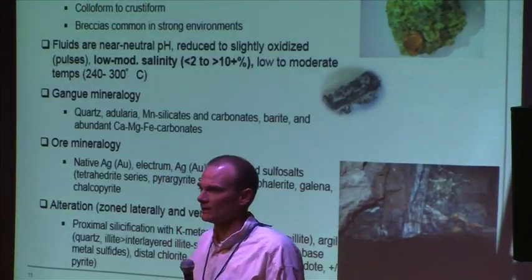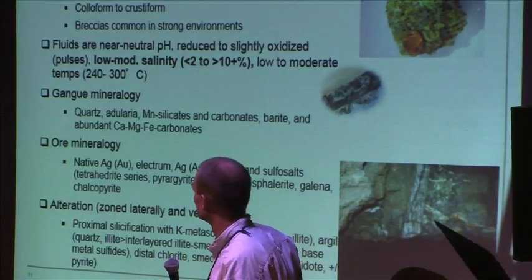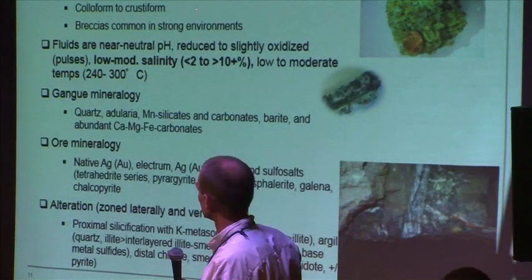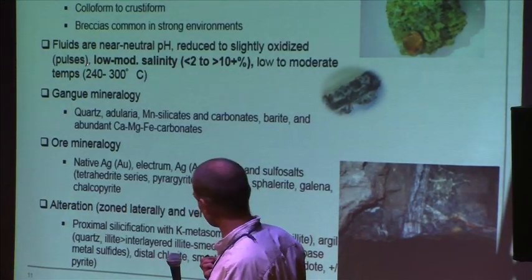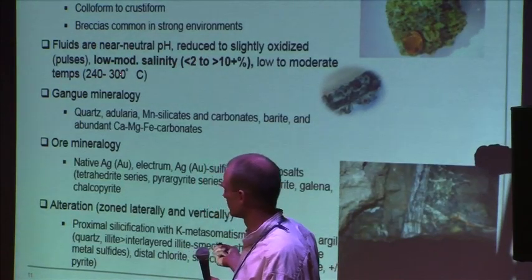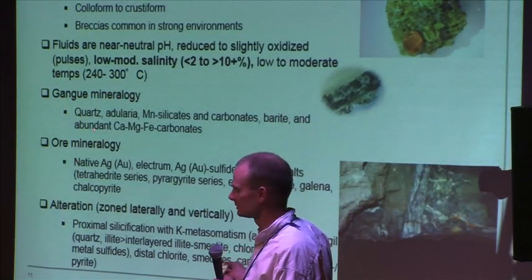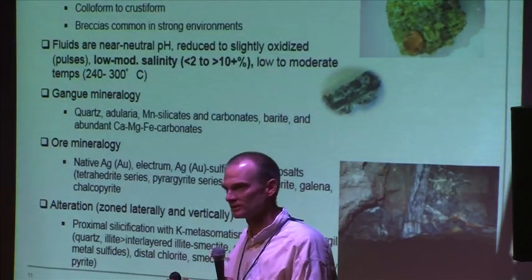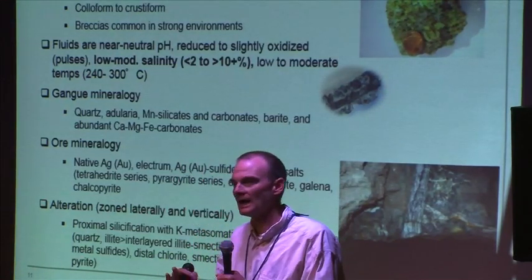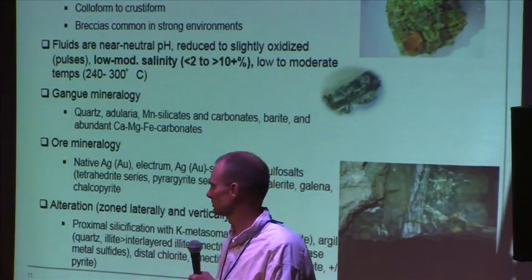Now, this created the perfect environment for an epithermal system. It's kind of the perfect storm, so to speak. You have a volcanic terrain, structural control conduits for mineralization. You have fluid flow of low to moderate salinity fluids, low to moderate temperatures, 240 to 300 degrees C, depositing abundant gangue and ore minerals where physiochemical conditions facilitated that. You have alteration that is generally zoned from hot, lower pH to cooler, neutral pH distal to the system.